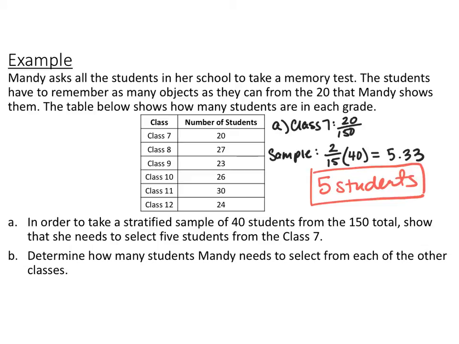So class 7 or grade 7 has 20 students out of the 150 total students in the population. So that means 20 out of 150, that's our ratio that we want to use for our stratified sample. And then we want to have a total of 40 students in our sample. So 20 out of 150, or 2 out of 15, of those 40, and that ends up being 5 1/3. You can't have 1/3 of a 7th grader, so therefore 5 students in the overall group should be from grade 7. So now go ahead and pause the video and do the same thing. Figure out how many students should be from the other 5 grades.